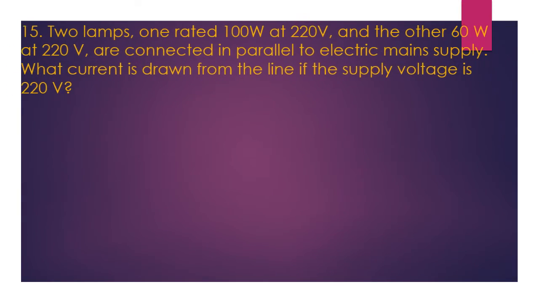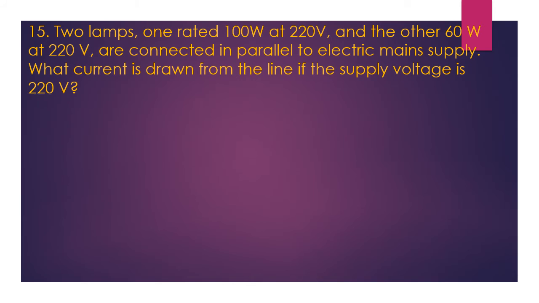Question number 15. Two lamps, one rated 100 watt at 220 volt and the other 60 watt at 220 volt, are connected in parallel to electric main supply. What current is drawn from the line if the supply voltage is 220 volt? So children, please read and understand the question. Two lamps are there, each having a power of 100 watt and 60 watt. The voltage is the same, that is 220 volt, and they are connected parallel to the mains. So we have to calculate the current drawn from the line.